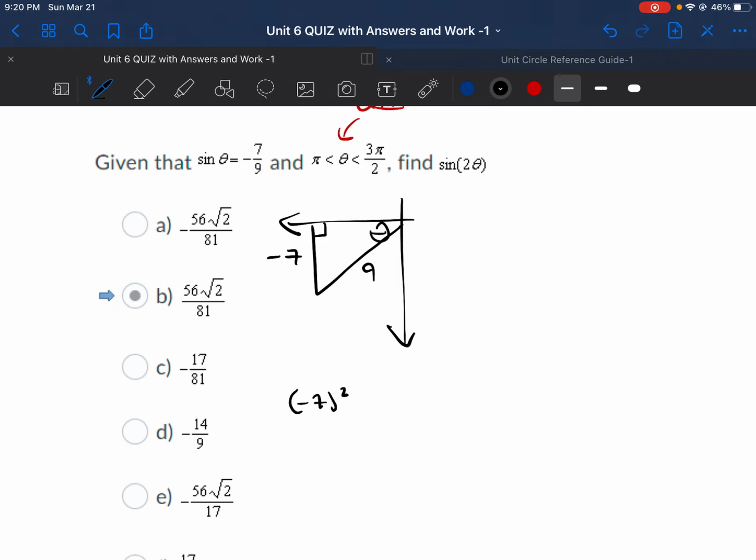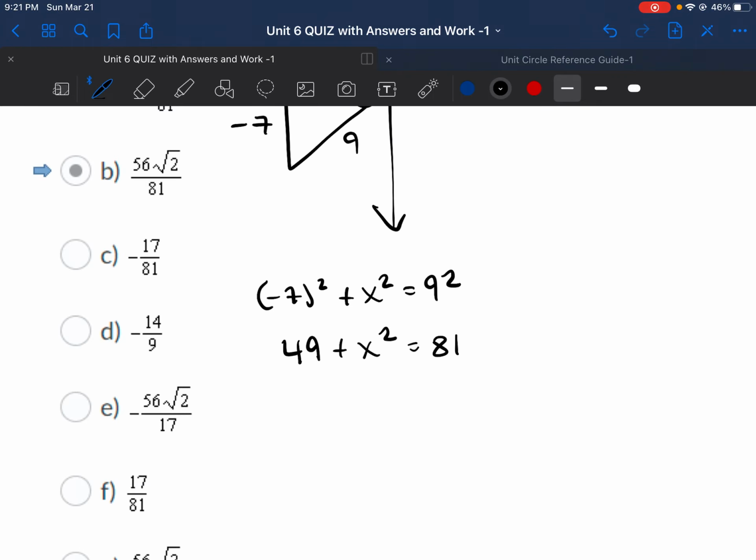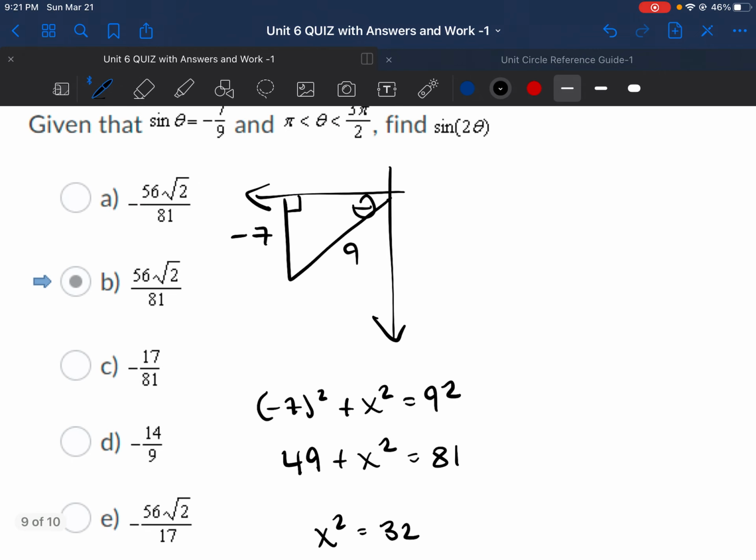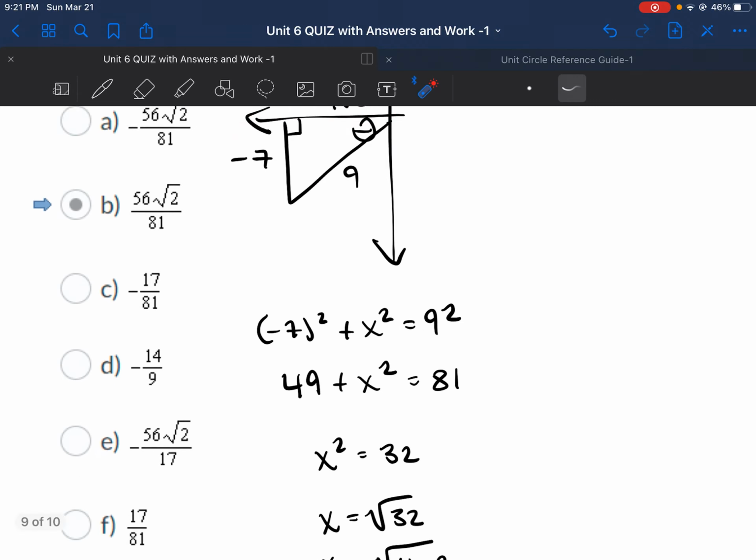So -7 squared plus x squared equals 9 squared. 7 squared is going to be 49. 9 squared, that's 81. Let's do 81 minus 49. It's going to be 32. Let's take the square root of both sides. So x is square root of 32. 32 is 16 times 2, and the square root of 16 is 4, so this is really 4√2. I'm going to make it a -4√2 because we're on the negative side of the x-axis.